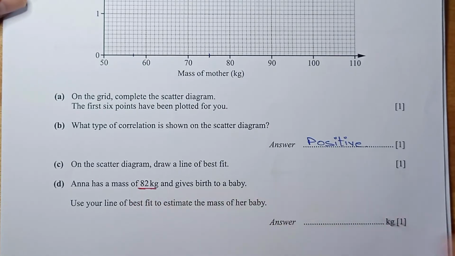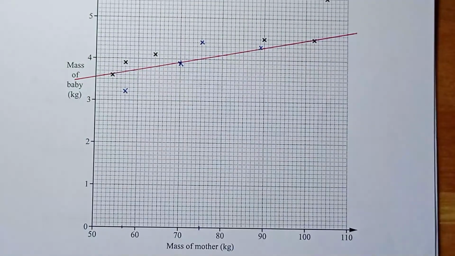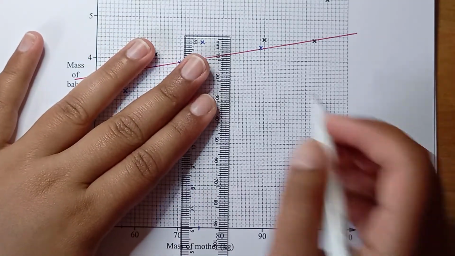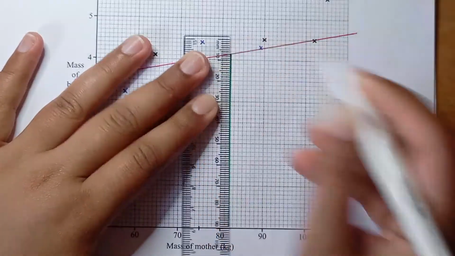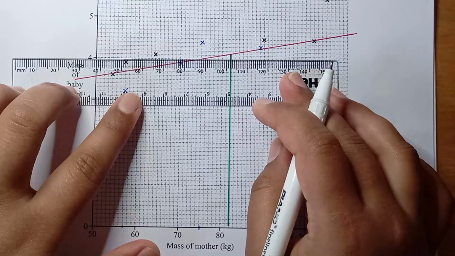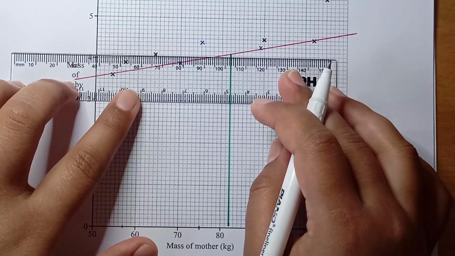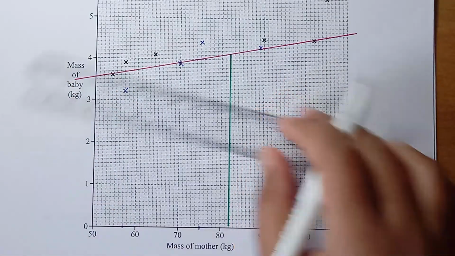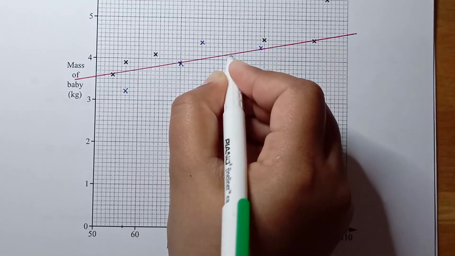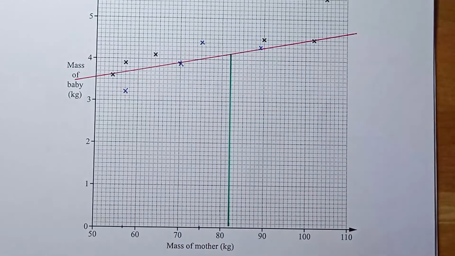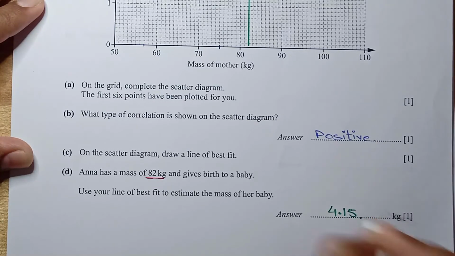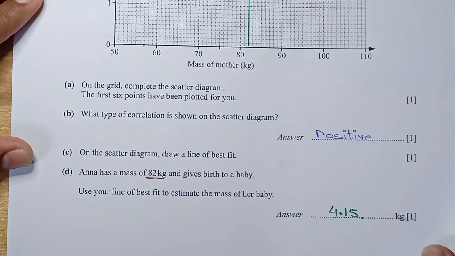So the mass of the mother is 82, and we need to find the corresponding mass for the baby. Okay, so we have 80, 81 and 82. Here is 82. And from here the mass of the baby is, this is 4.1, 4.15. Yes, because this is 4.1 and it is in the middle, so it is 4.15 kilograms. So it must be different in your case. It depends on the line of best fit.